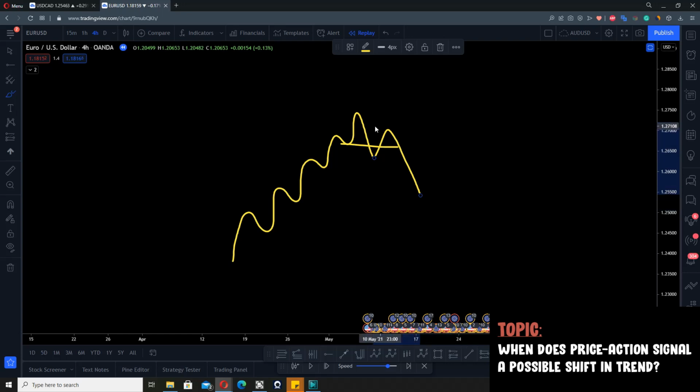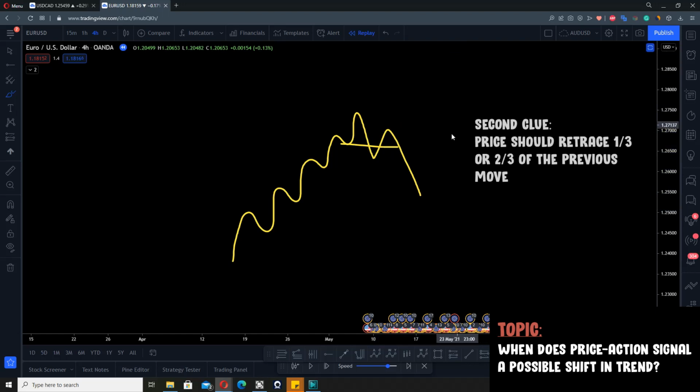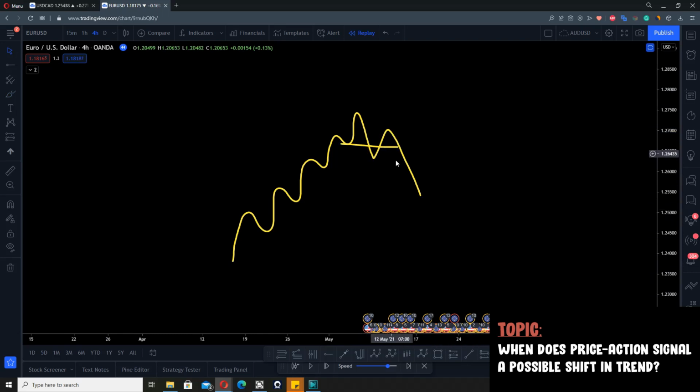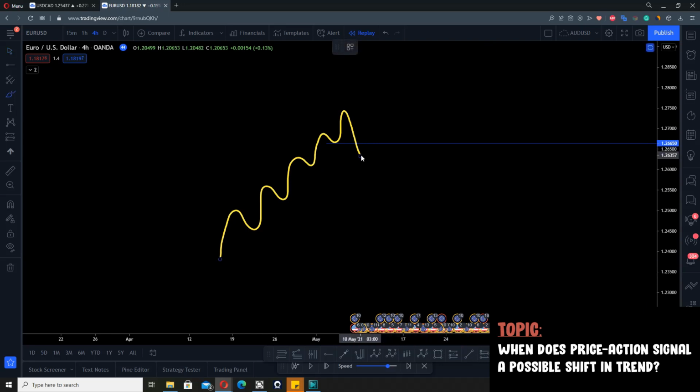The second clue depends on how deep this retracement is. A general rule states that the retracement should be 1/3 or 2/3 of the previous move to be considered a proper retracement. So in this case, it's 2/3. Let's just recap this quickly. Let me delete this. Here we go. So the first clue is we break the previous low, the structure low. Something might be shifting. The second clue is we got a retracement. Now the moment we come down and break this here, then we are in a downtrend.